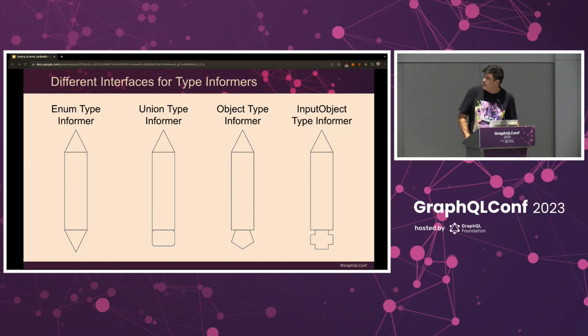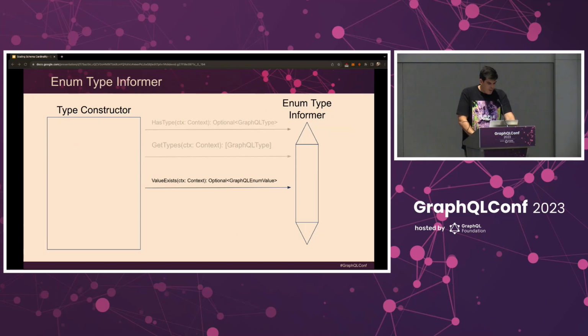Okay, and then I lied. It's actually even more complicated than I said before. There's one base type informer interface, and then based on your type kind, you want different methods for each of those type informers. So one for enum, union, object, and input object. That's because each of those kinds has different properties, and so you want to ask different questions based on the type kind. Enum is the simplest, just saying, does some enum value exist for this type?